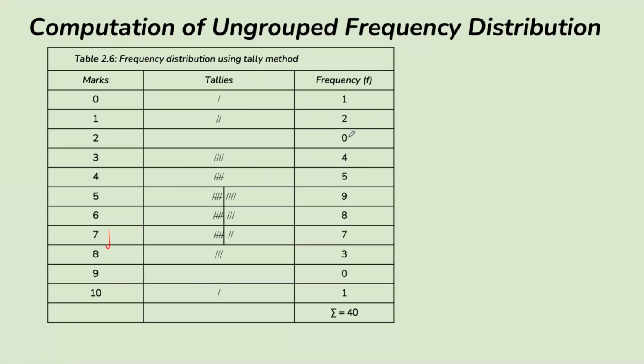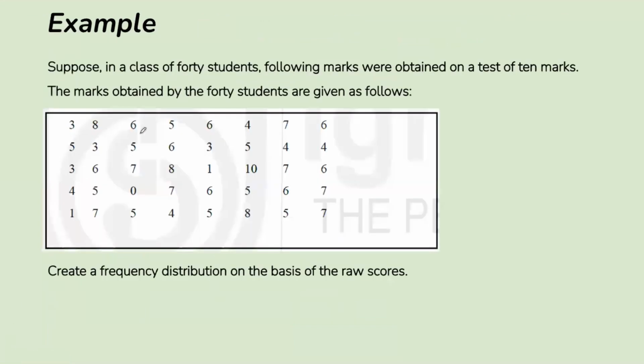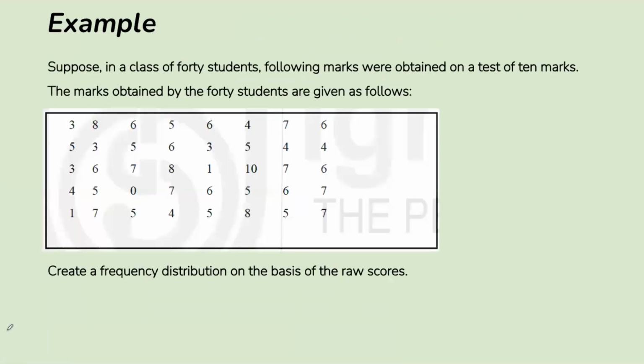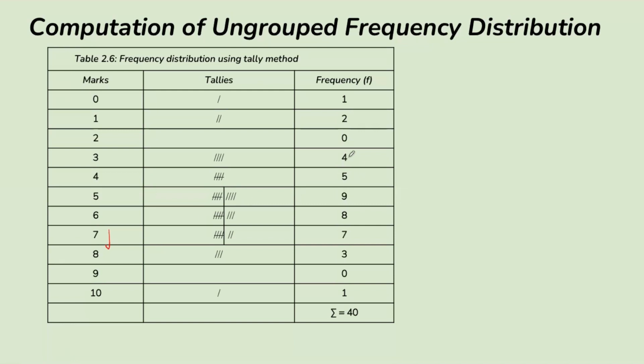Then how many students have obtained 2 marks? Let us go back and see. Has anyone obtained 2 marks here? As you can see, none of the students have obtained 2 marks. So you have to put a 0 against 2. Again for 3, how many students have obtained 3 marks? Let us check. 1, 2, 3, 4. So 4 students have obtained 3 marks, and you put a 4 here. Similarly, for all the marks, you have to write the frequency.